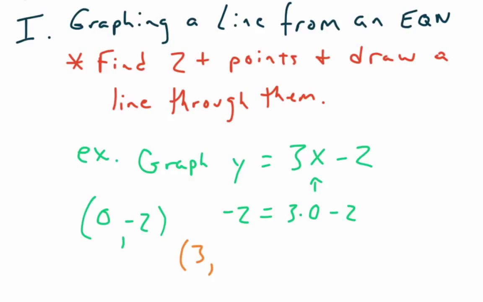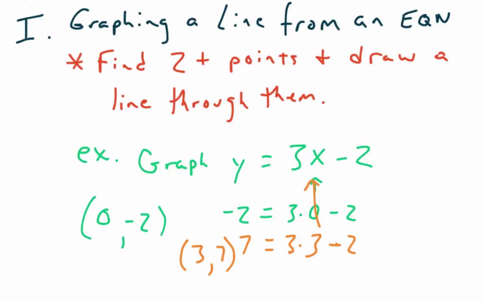Okay, so now if I put a 3 in for my x value, I have 3 times 3 minus 2, so 9 minus 2 is 7. So my next point is going to be 3, 7. Good?